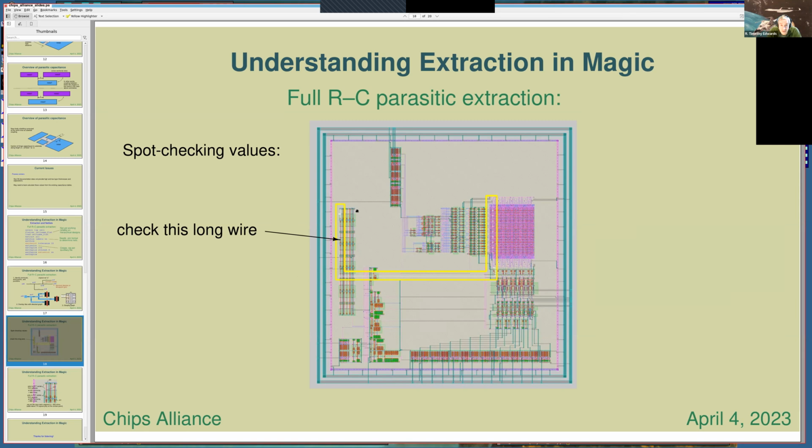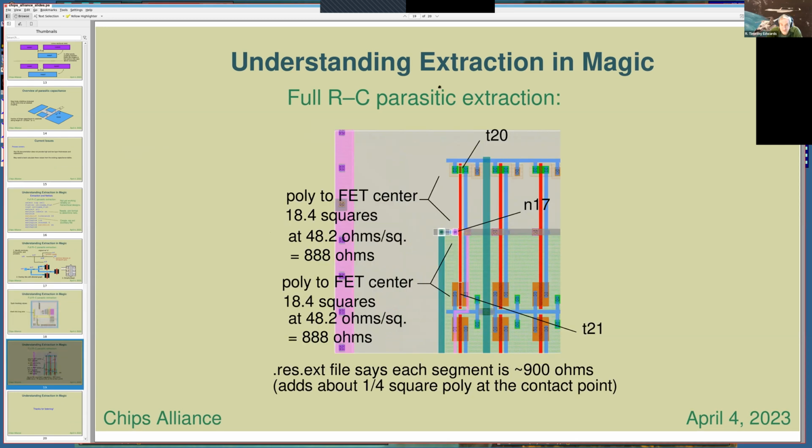So I've been spot checking by saying, okay, here's some kind of long line in here. What is Magic's RC extraction producing for that? Looking at this top corner here, zooming in on that, I've got this input coming in from a wire going into an inverter. It's got this long poly line going between a fairly widely separated NMOS and PMOS. So I can do a hand calculation on that. This poly line going from the center point out to the NFET is about 18 squares of poly, and poly is 48.2 ohms per square in the Sky130 process. So that comes out to about 888 ohms.